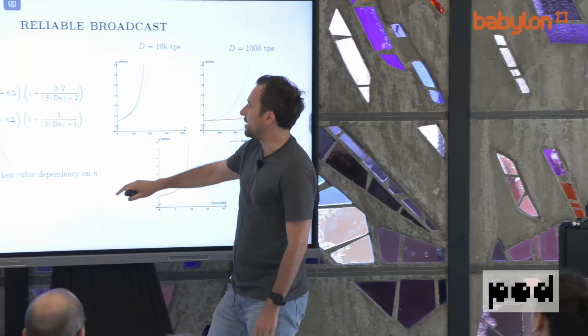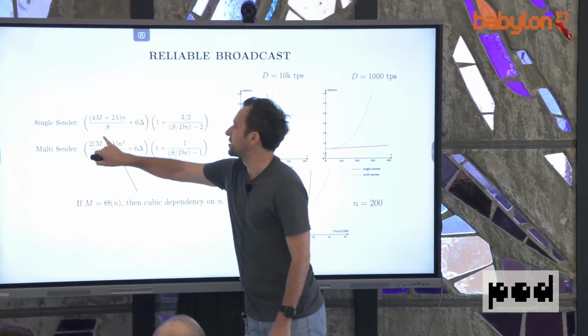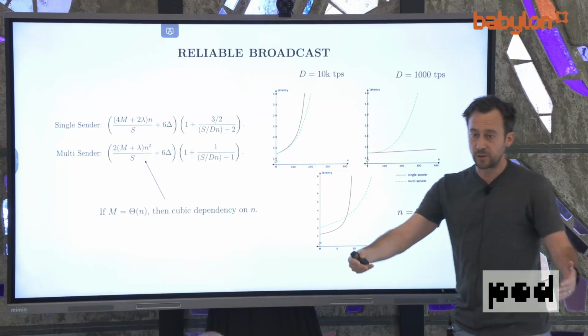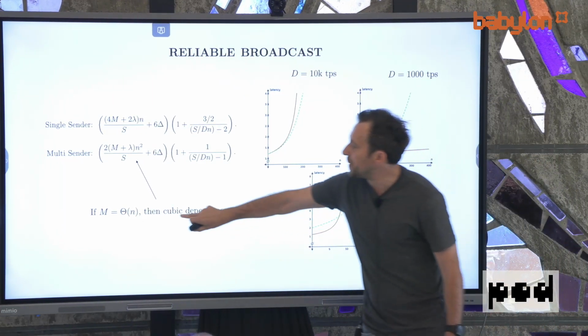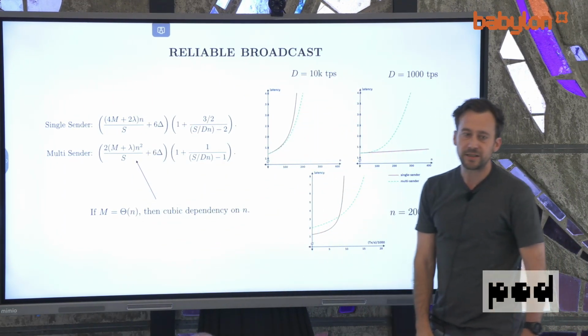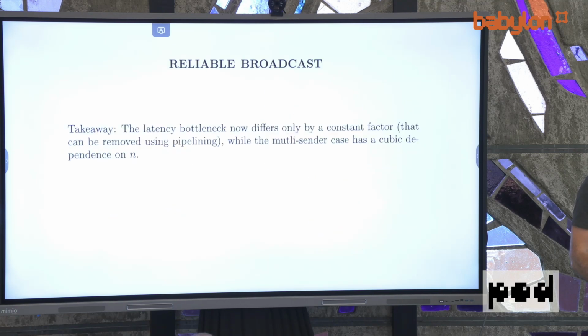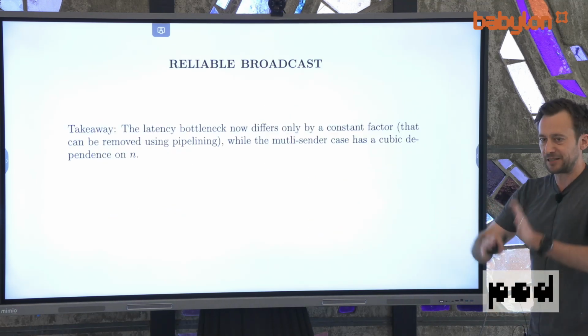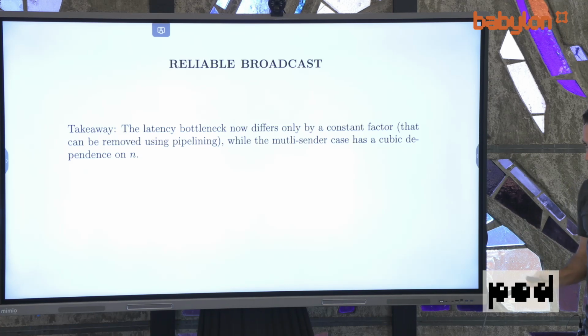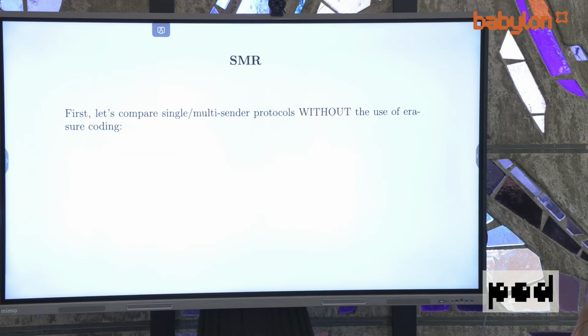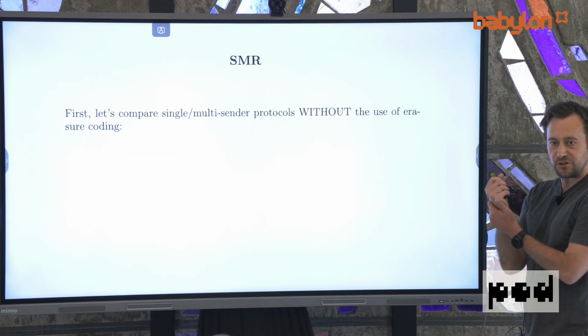Another thing to point out here: if metadata has to contain n pointers to other blocks, you also get a cubic dependency on n in the multi-sender setting. Okay, so the main takeaway there is that it's completely different, right? The factor n difference disappears. Okay, so now let's move on to state-machine-replication.